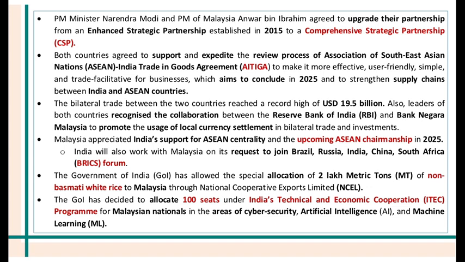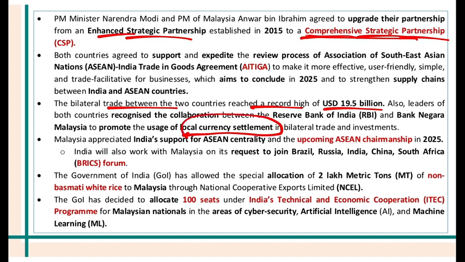Now, India and Malaysia had an enhanced strategic partnership, but it has now been upgraded to a comprehensive strategic partnership. And the bilateral trade between the two countries reached a record high of $19.5 billion. Also, we have a local currency settlement system agreement with Malaysia. India's central bank RBI and Malaysia's central bank Bank Negara Malaysia are collaborating in this regard. Malaysia also wants to become a member of the BRICS Forum. So, India is looking at the request of Malaysia to be a part of the BRICS Forum.